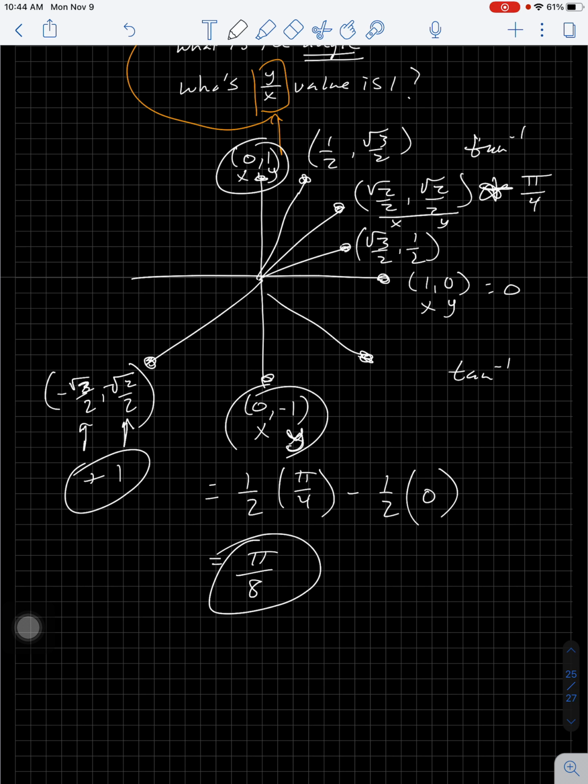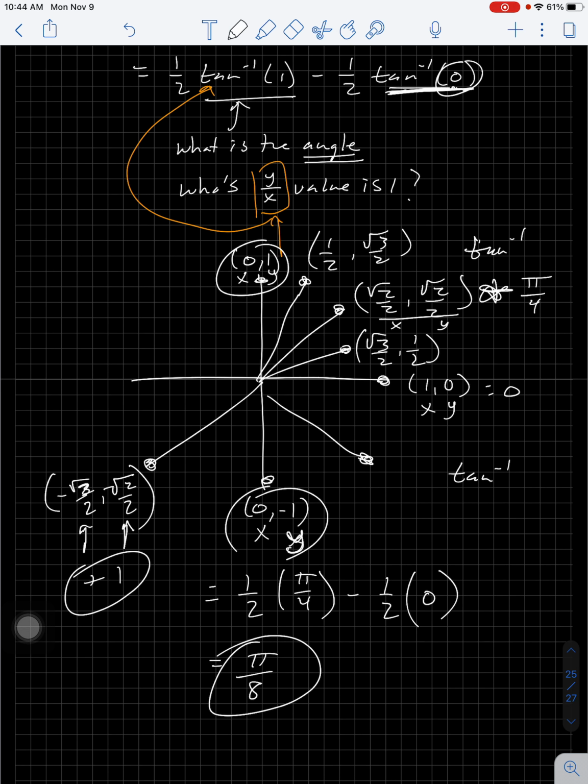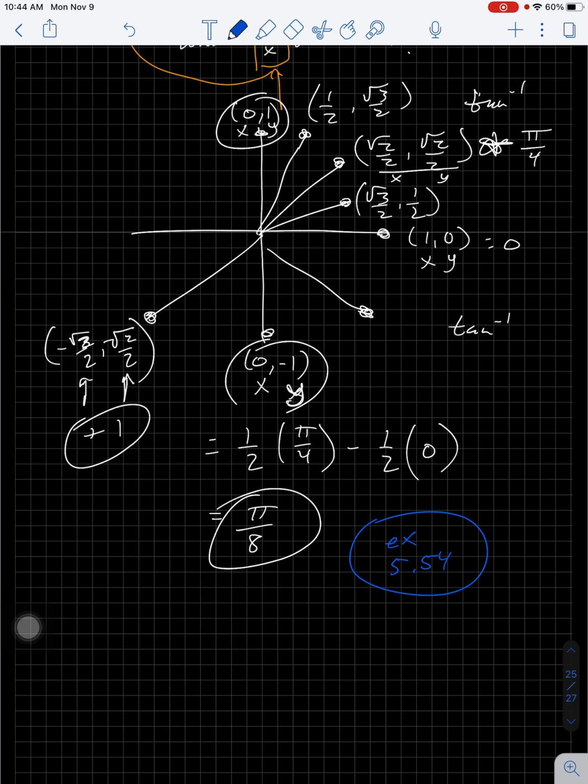Again, if you need more practice with the unit circle, I'd be happy to help you in office hours. We can do some examples in class, but I am assuming that you are okay with that from pre-calc. You can try example 5.54 on your own to plug in some values and get some practice on the unit circle, and that's one that has the solution all written out for you, so you can follow along if you need extra practice with that.